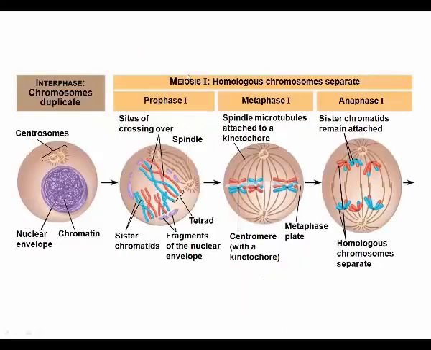The phases of meiosis are similar to the phases of mitosis. There's no prometaphase, but we do have the prophase, metaphase, anaphase sequence of phases like we saw in mitosis. Prophase involves the same condensation of chromosomes and disruption of the nuclear envelope. But what makes prophase 1 of meiosis 1 unique is that these chromosome pairs line up together.